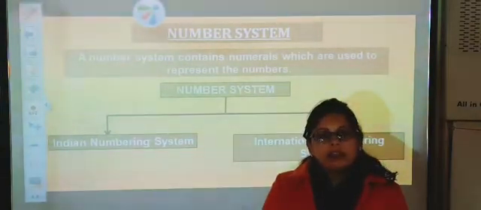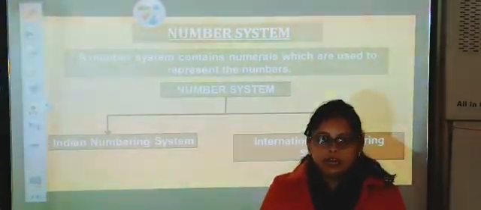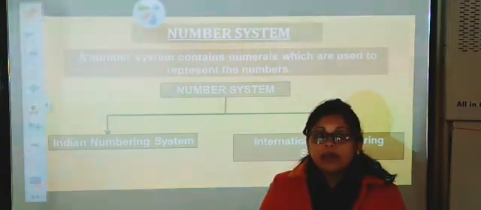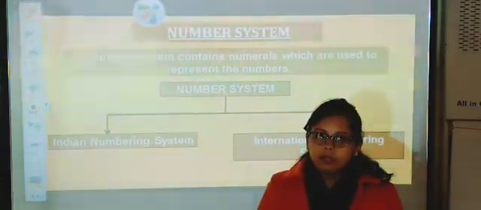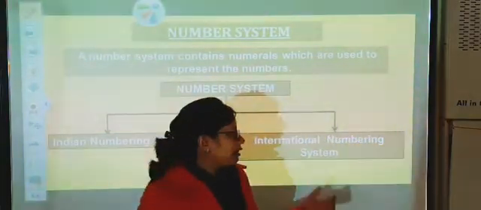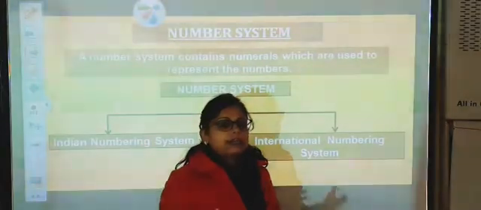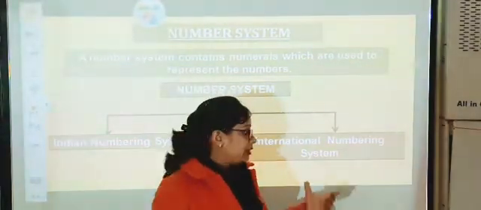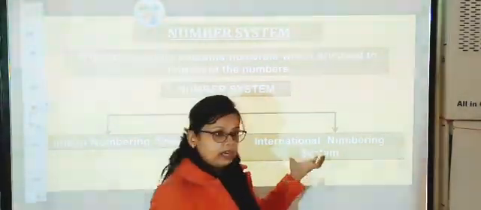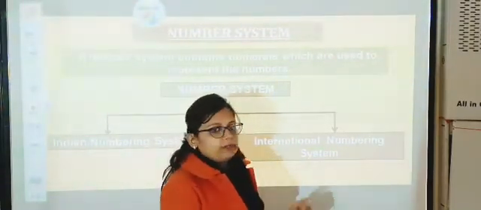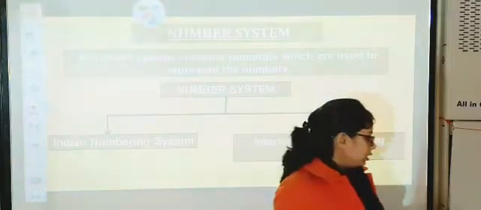This Indian number system is followed in the Indian subcontinent, that is India, Pakistan, Bangladesh. So what do other countries follow? Other countries follow the international numbering system. So today we will see what the international numbering system is. As the name suggests, international means worldwide. So other countries follow this international number system.